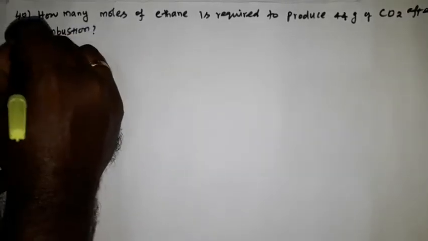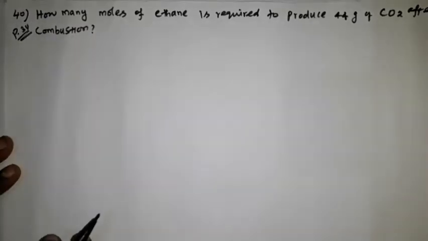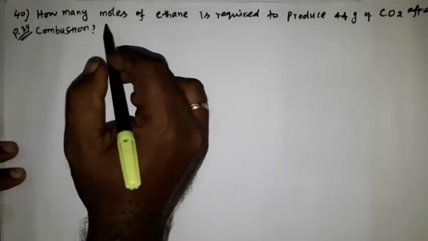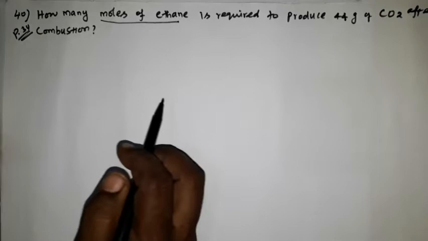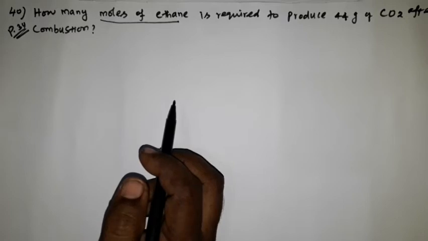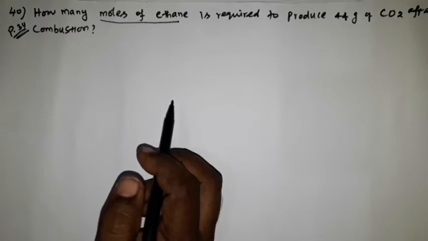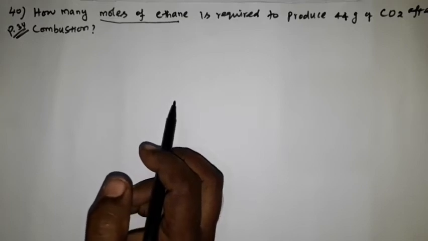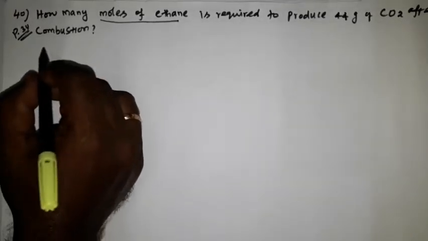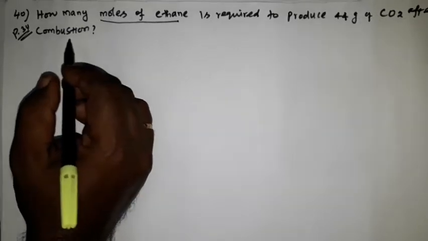Okay, so you can check, this is page number 34. How many moles of ethane? The question is, number of moles of ethane is required to produce 44 grams of carbon dioxide after combustion. So what is the meaning of combustion? Combustion means burning of any substance with oxygen, that is combustion. So combustion means burning, any reaction with oxygen.